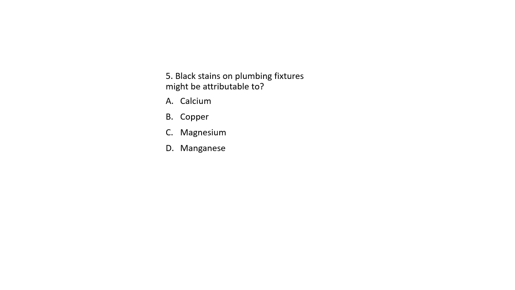Black stains on plumbing fixtures might be attributed to calcium, copper, magnesium, or manganese. Answer is D, manganese. Of course, calcium and magnesium are usually associated with hardness, lime scale. Copper, what I've seen for copper complaints, green water. And that water that contains elevated manganese may be colored, i.e. dark brown or blackish color, and often stains laundry and fixtures.